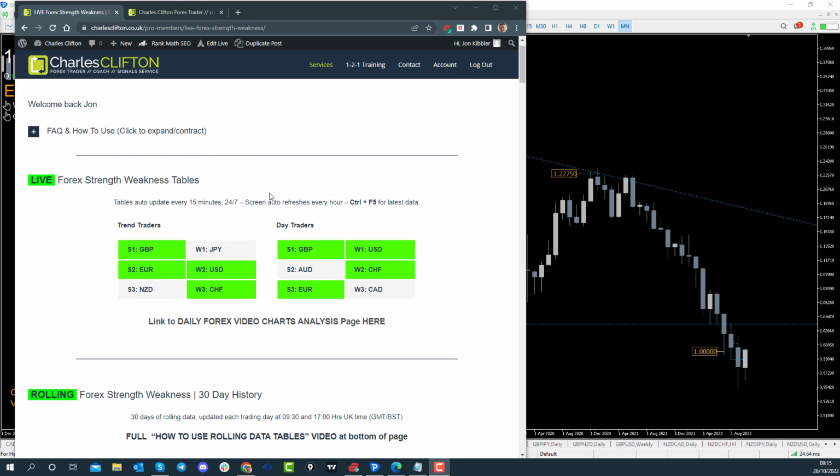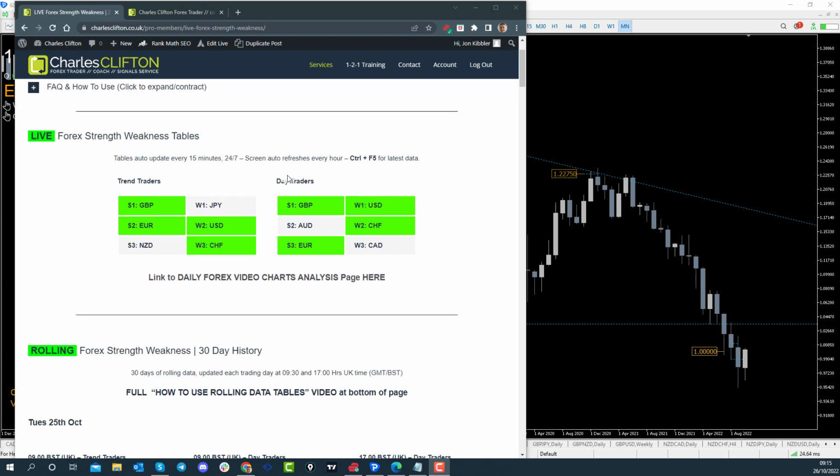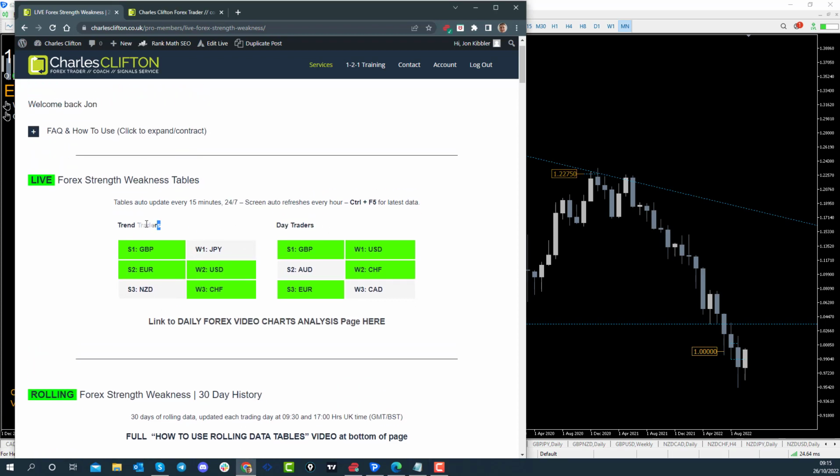Here you can see we have the live Forex Strength and Weakness tables in front of us. We have two tables: the Trend Traders table and the Day Traders table. These are the same studies, just highlighting different time frames. The Trend Traders is our higher time frame, the Day Traders is our lower time frame. Some currencies are highlighted in green. That means there is a confluence between the two trading time frames, and that's where we're going to be focusing our priorities in these videos.